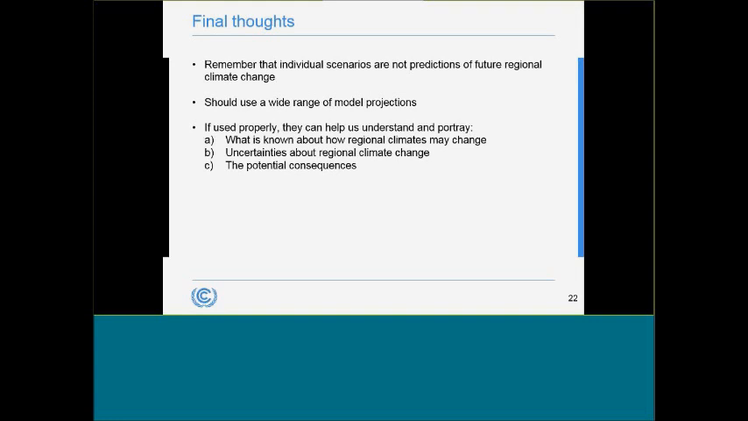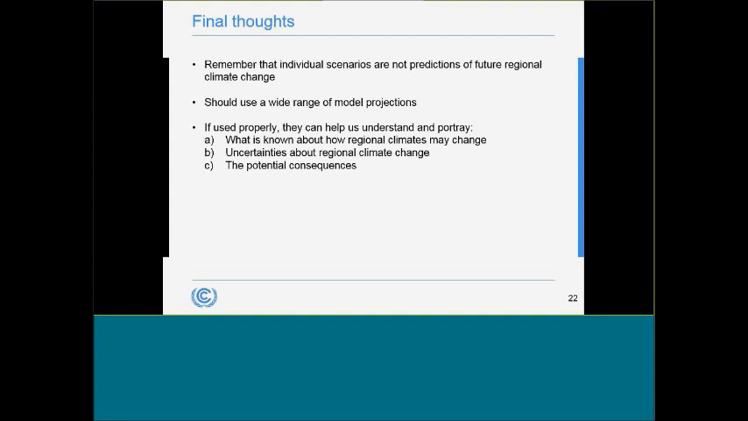Individual scenarios are not predictions of regional climate change. They're an indication. They're a scenario. It's a possibility. We think they're plausible. You should use a wide range of model projections. You can average the models all together, but it would be a mistake to just use that average, because you really should be aware of the range of possibilities. You might have wet models and dry models. Maybe on average it's slightly wetter, but boy, you should be aware that it could be a lot wetter or significantly drier.